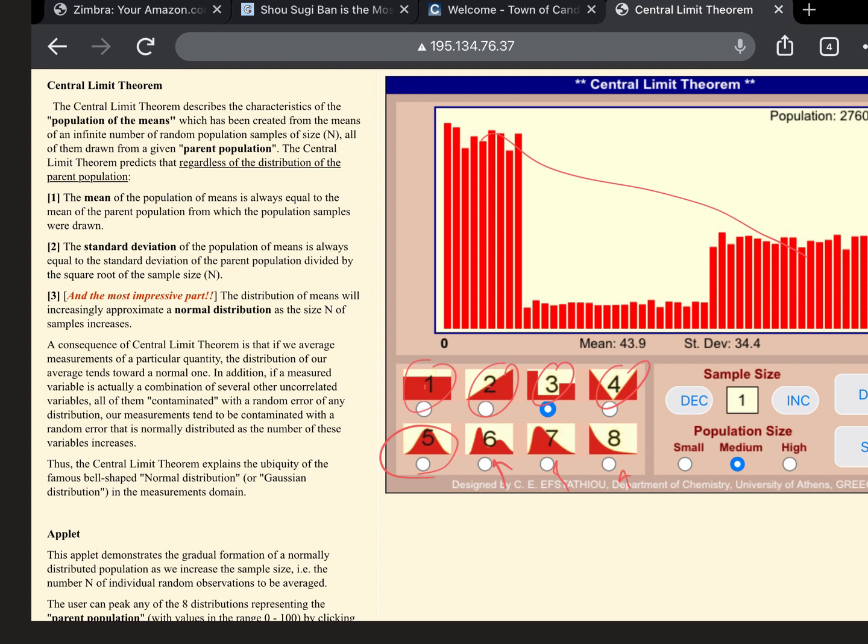This is the parent population, and I put in a sample size of 1, and of course that doesn't make any sense, really. All this is the parent population. Notice the parent population has a mean of 33.9 and a standard deviation of 34. It might be a little different if I had used a higher population size, but the applet can take care of the calculation. So that's what the distribution looks like if I'm picking sample size 1.